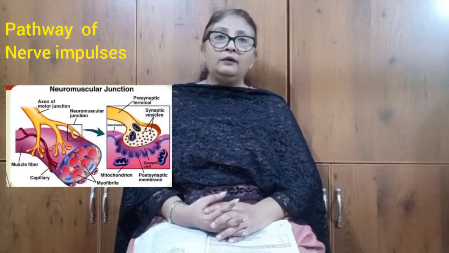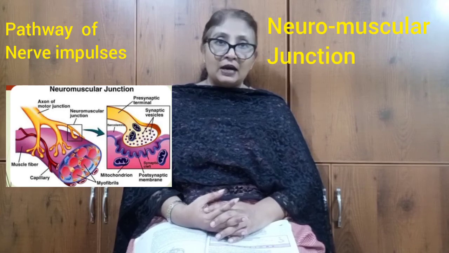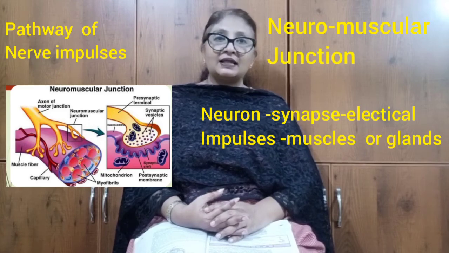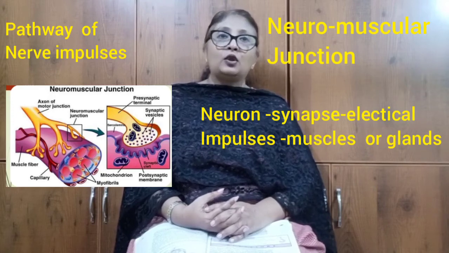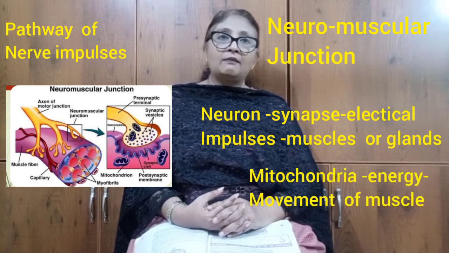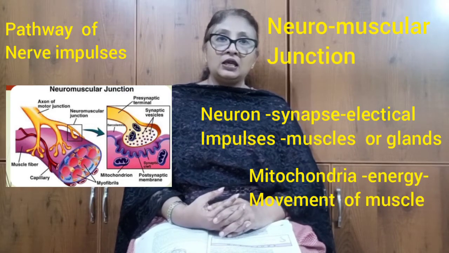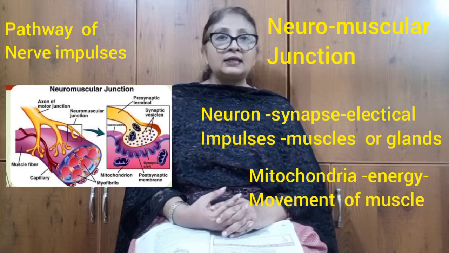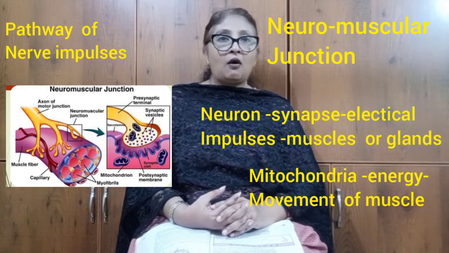A similar neuron finally helps in the delivery of electrical impulses from the neurons to some cells such as the muscle cells and the glands. This region is known as the neuromuscular junction. At the neuromuscular junction are present mitochondria. Now, what is the function of mitochondria? It is to release energy in the form of ATP. This ATP is utilized for the movement of muscles.